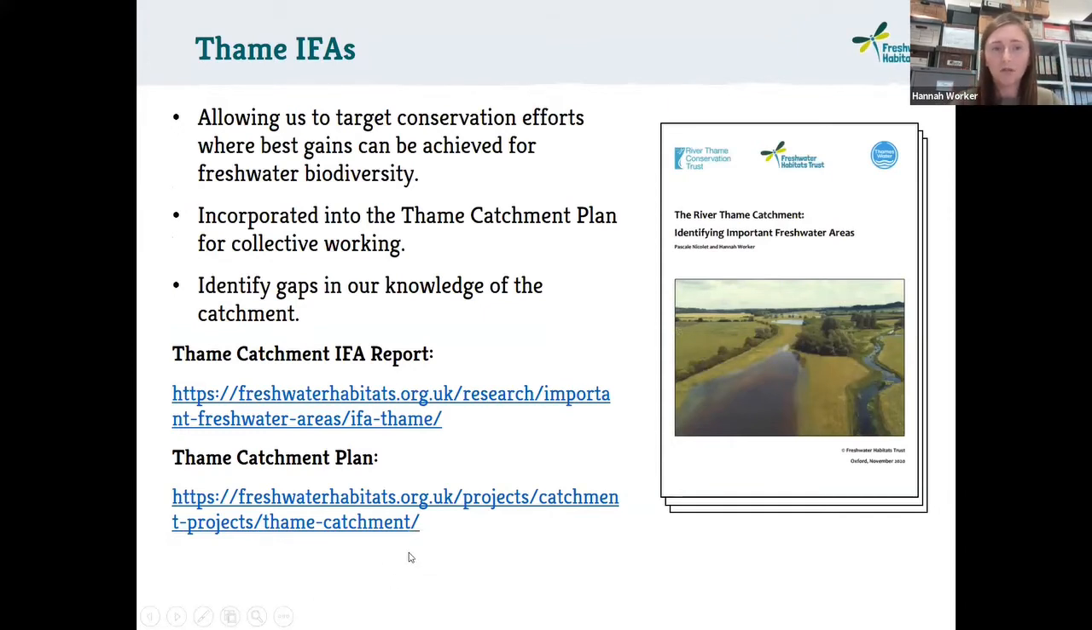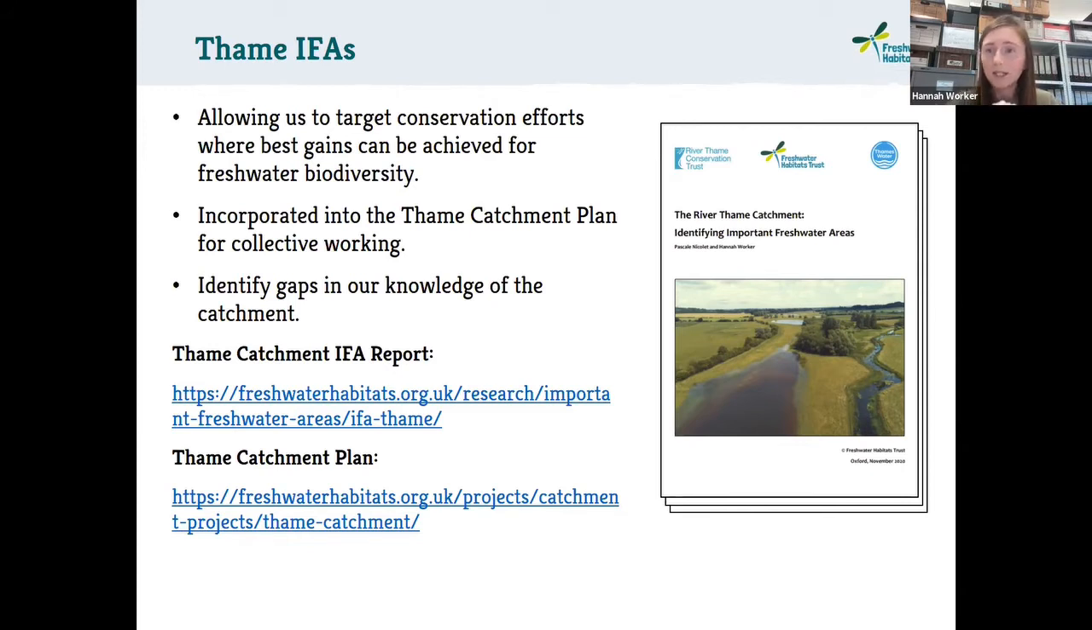Yeah, that was very much a whistle-stop tour of the Thame IFA. So hopefully you can see how we compile the data and then how we're now using it to target conservation efforts where the best gains can be achieved. It's been incorporated into the Thame Catchment Plan, so it is hopefully being used by all partners to inform their work. And we can now identify where there are gaps in our knowledge, so we can go back: are these species still there? Where are we missing data? What are the next steps, where do we take this forward to?